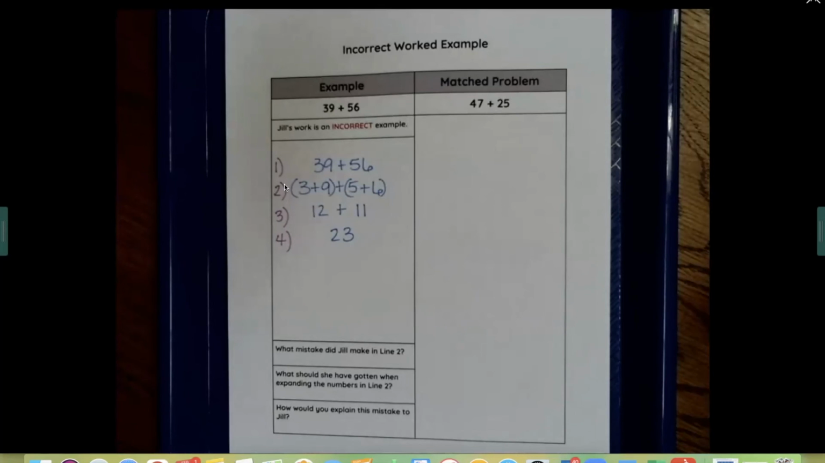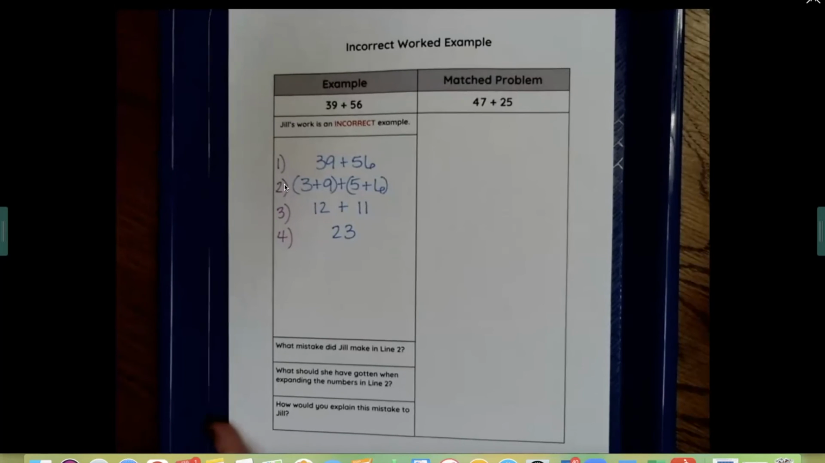This is going back to that part where I'm talking about the kids being able to teach the others. If you understand it well enough, you can look at someone else's work and explain to them what their mistake was and how to correct it. So that's what I'm getting at with that question there. And of course, it does have a matched problem where they would need to be doing the same thing. Expanding those numbers, grouping your tens and ones to find the sum.